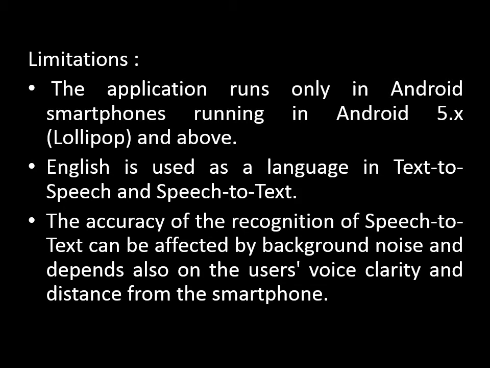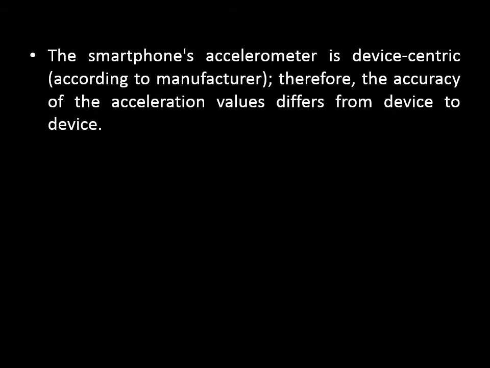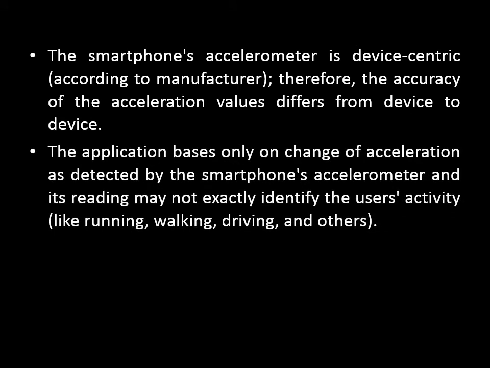However, the application is subject to limitations, such as the application runs only on Android smartphones running Android Lollipop and above. English is used as the language in text-to-speech and speech-to-text. The accuracy of the recognition of speech-to-text can be affected by background noise and also depends on the user's voice clarity and distance from the smartphone. The smartphone's accelerometer is device-centric, according to the manufacturer. Therefore, the accuracy of the acceleration values differs from device to device. The application bases only on change of.